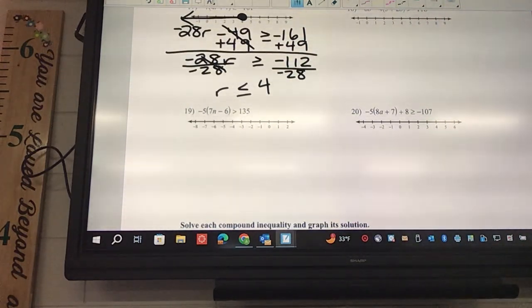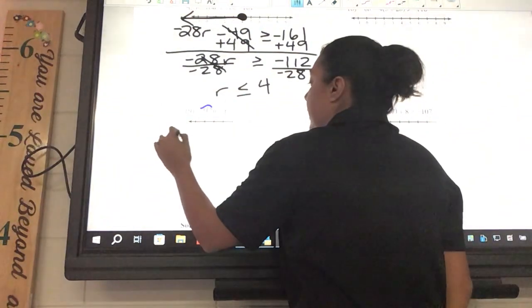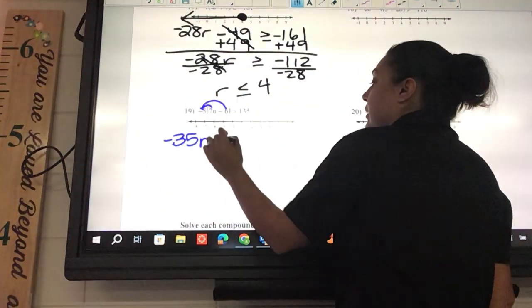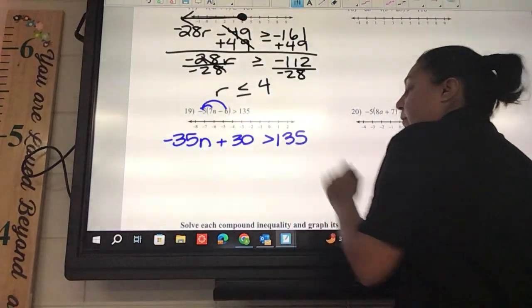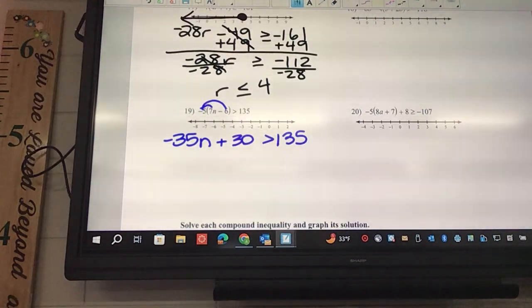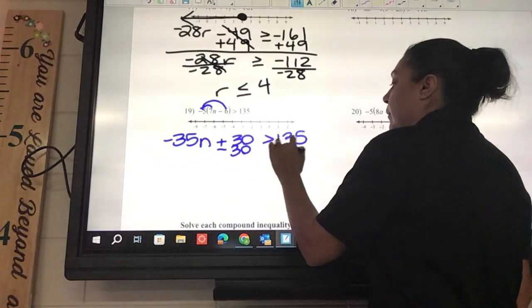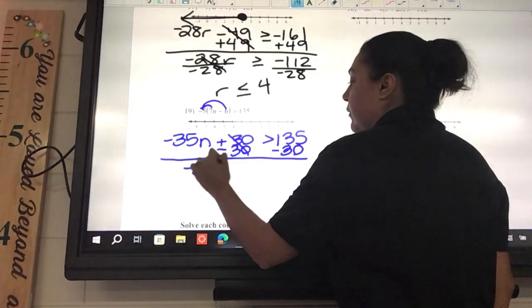Okay, 19. What needs done first? Distribute. So negative 5 times 7 is going to be negative 35n. Negative 5 times negative 6 is going to be a positive 30. Okay, then what? Minus 30. What is 135 minus 30? 105.